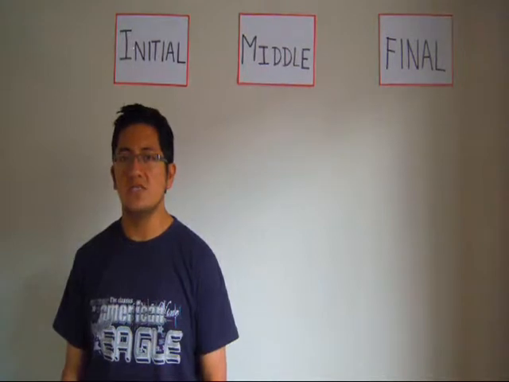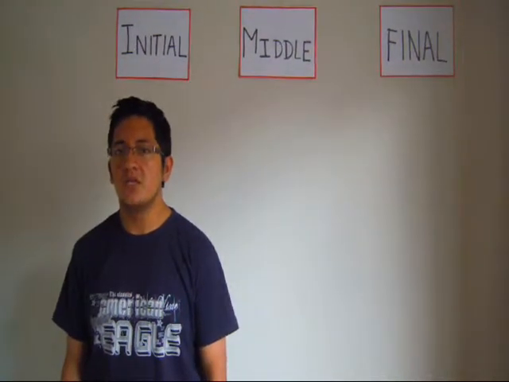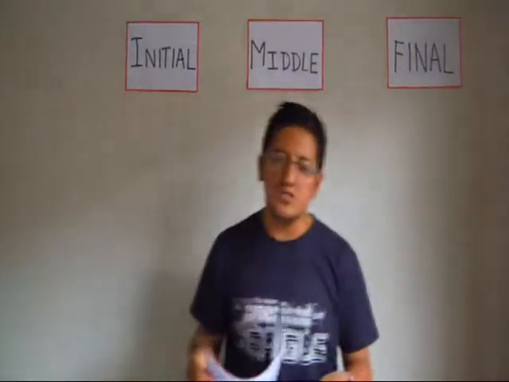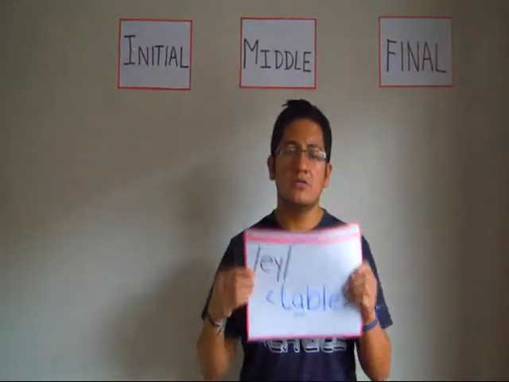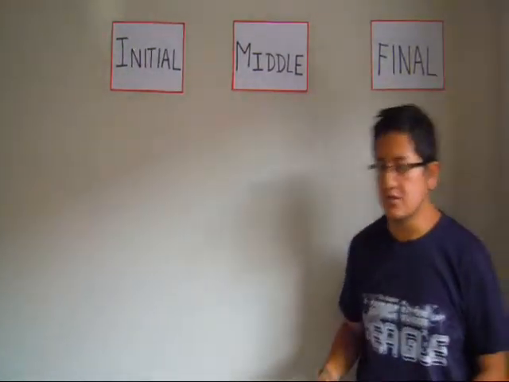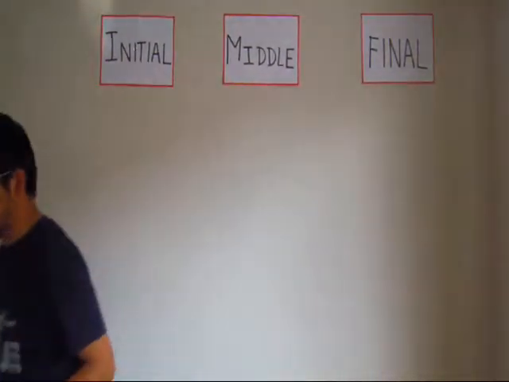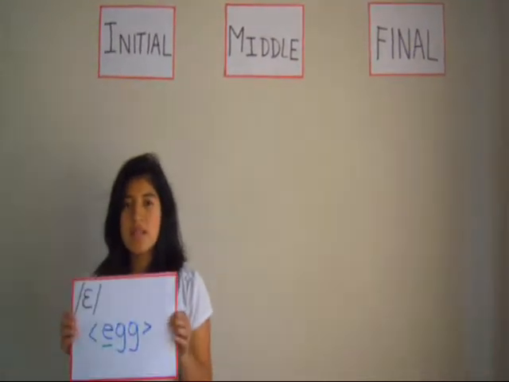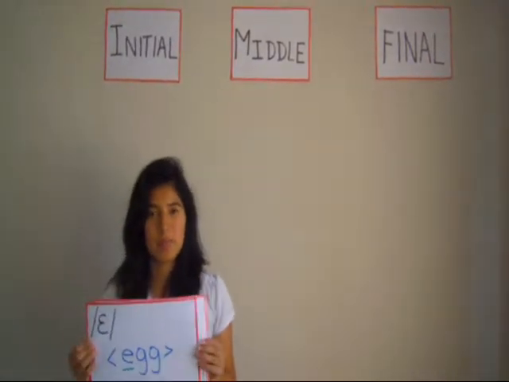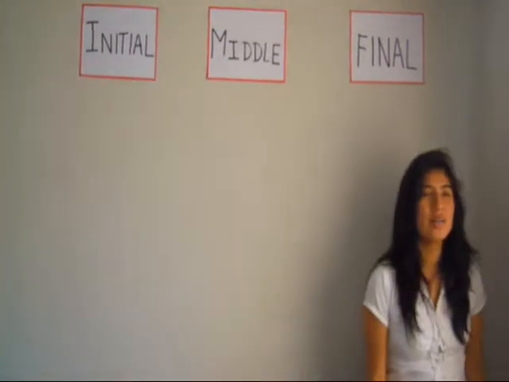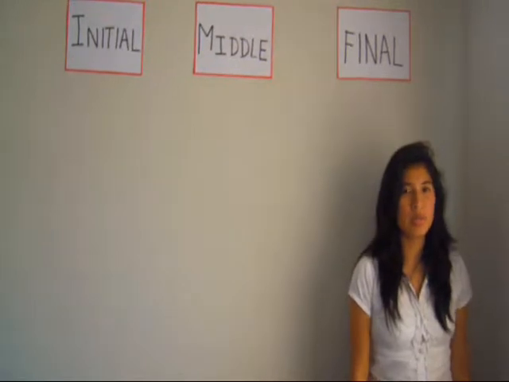The next sound is A. For example, in initial position, able. In middle position, table. And in final position, say. The next sound is E. In initial position, egg. In middle position, leg. This sound doesn't exist in final position.